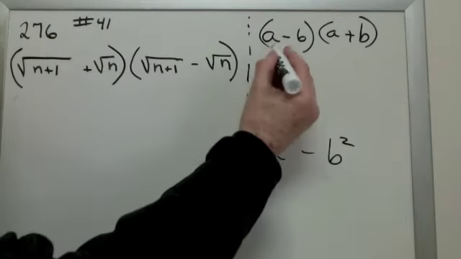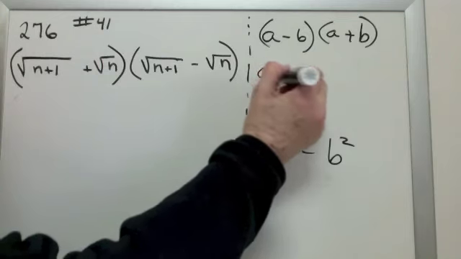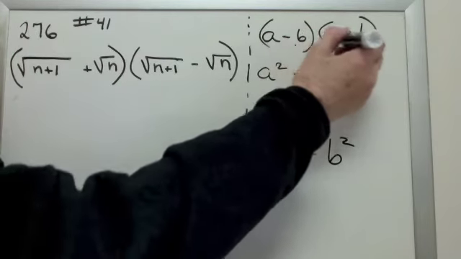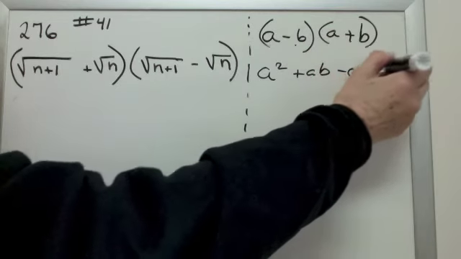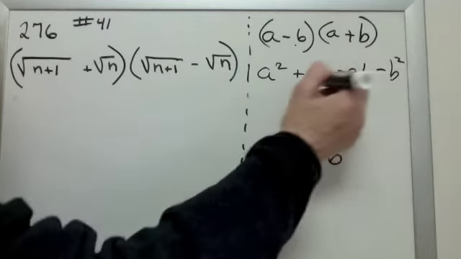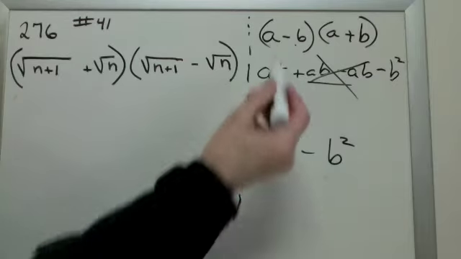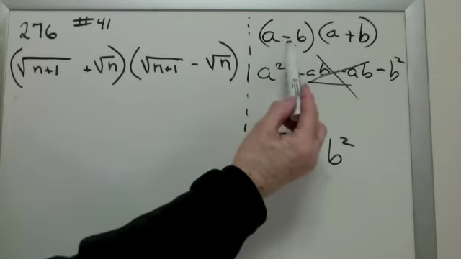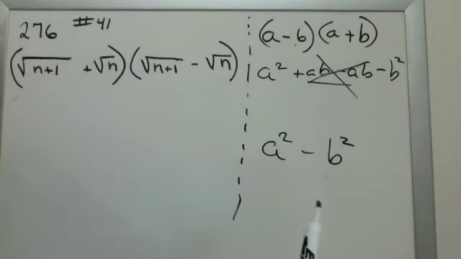Let me just review the whole problem. A times a squared, a times b, plus ab, minus b times a, minus ab, minus b squared. And you see the middle term cancels out. And that always happens when the two binomials are exactly the same, except for one has a minus and one has a plus. That's what we have here.